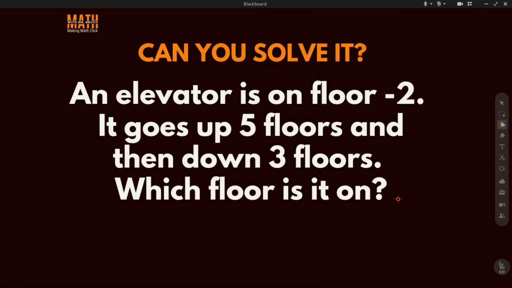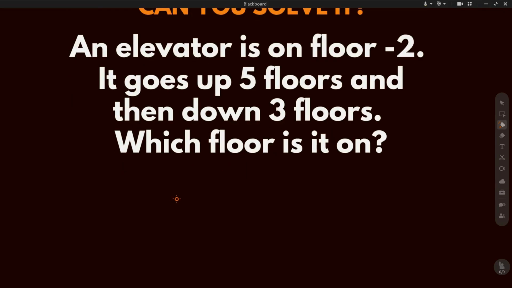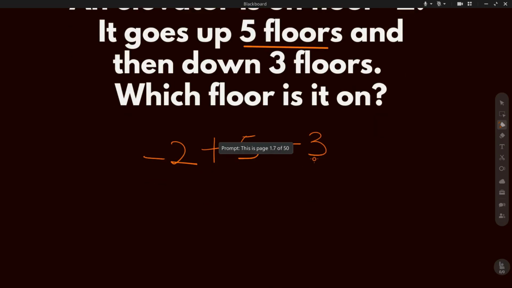Let's start this way. An elevator is on floor -2. Let's first write that it is on floor -2. So from floor -2, it goes up 5 floors. Up is plus, while going down is negative, and then down 3 floors, that will be -3. Which floor is it on now?